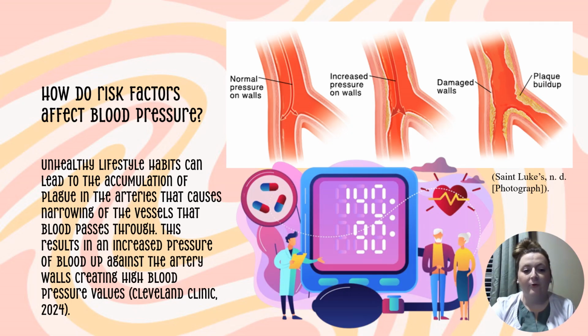You may ask, how do risk factors affect blood pressure? Well, now that you ask, unhealthy lifestyle habits can lead to the accumulation of plaque in the arteries that cause narrowing of the vessels that blood passes through. This results in an increased pressure of blood up against the arterial walls, creating high blood pressure values. Over time, if no changes are done to fight against the higher blood pressure readings, then this will cause damage to the arterial walls and make an individual more susceptible to heart attacks and strokes as a result of the untreated hypertension.